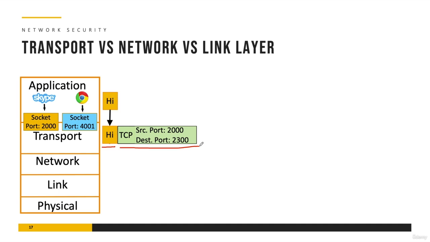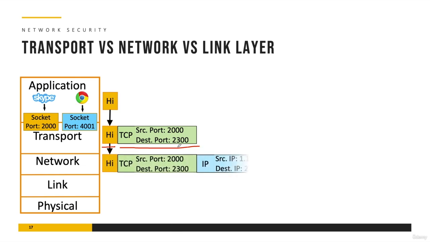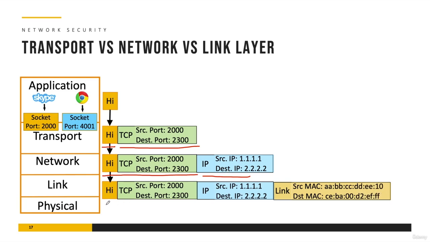Now this packet is passed to the network layer, which considers all of this as the data and adds its own header, the IP header, which contains the source IP address and the destination IP address. Now this whole thing is sent to the link layer, which considers all of this part as the data, and then it adds its own header, which contains the MAC addresses.